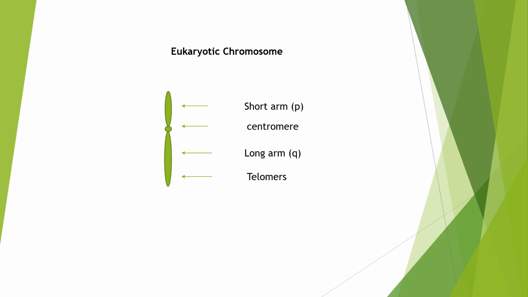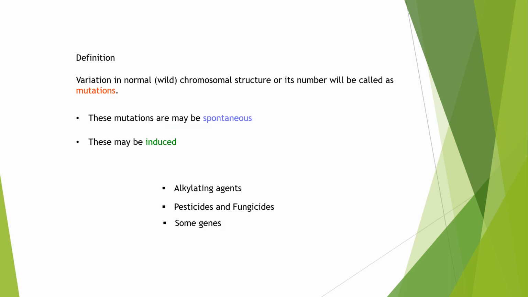And the centromere is very important because at this particular point there is an attachment of spindle fibers during the process of cell division, that is mitosis and meiosis. Now we will see what exactly mutation means. When there is a variation in the normal chromosome structure or the number of chromosomes changes, we call it mutation.